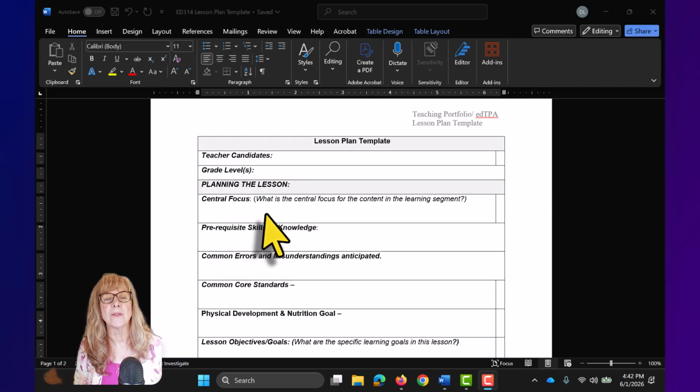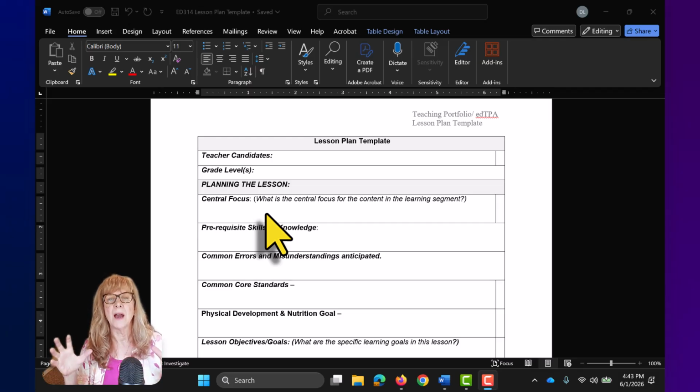The next section, central focus, is just a brief statement of the overarching area that you're going to be working in. For example, if it's a math lesson where you're teaching students how to add fractions, you could just put, the central focus of this lesson is adding fractions. So it's really like the big umbrella term. You don't have to get specific in this cell because you're going to be providing specific details later. So central focus is just one statement about the area that you're working in.